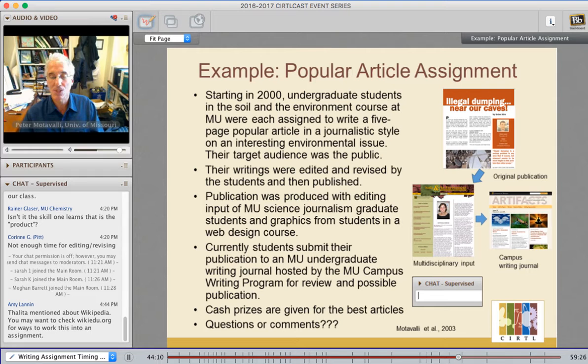And certainly this has to be done in conjunction with others. The campus writing program here has been very supportive of this, and it's also investing heavily in having Artifacts. So I think that's been very good.